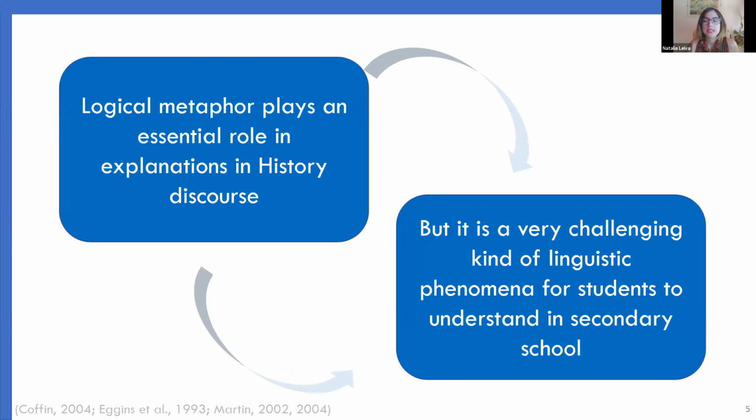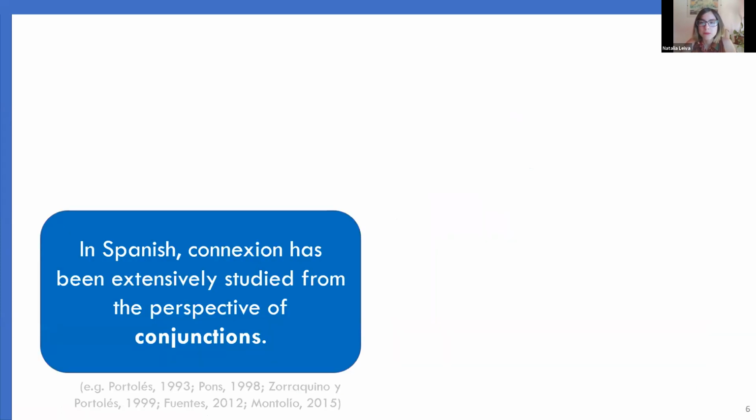On the one hand, plenty of SFL studies have shown the essential role logical metaphors play in construing and composing explanations in history. However, it's a very challenging kind of linguistic phenomenon for students to understand in secondary school. On the other hand, in Spanish, connections have been extensively studied from the perspective of conjunctions, understood from an SFL perspective as the congruent realizations. But conjunctions between clauses or clause complexes are not the only means of expressing connections. In fact, work from SFL has shown that in history, connections are more commonly construed within the clause. This way of expressing connections is defined as metaphorical realizations or logical metaphor.